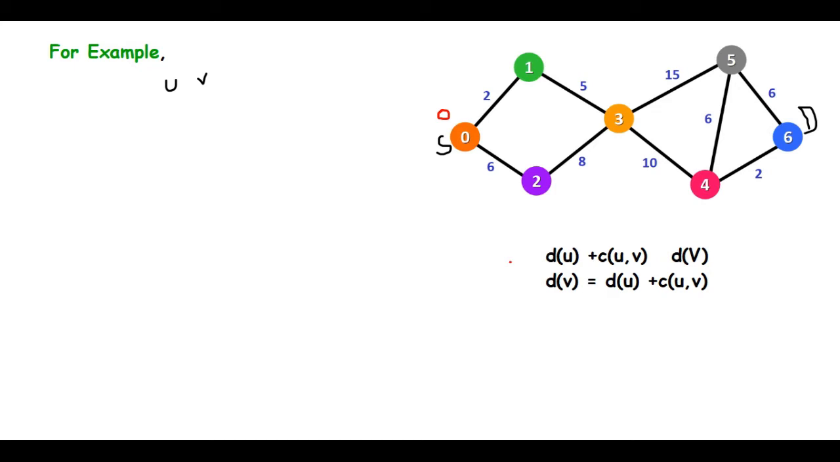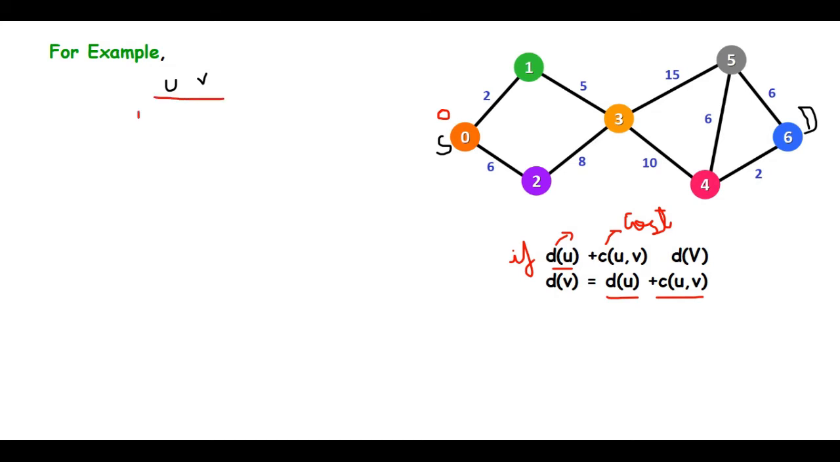So this statement comes into the picture: d of u, where d is nothing but the distance and c is nothing but the cost, is d of v. So how do you calculate d of v? d of v is equal to d of u plus c of u,v. Let me tell you how this is calculated. Suppose we assume 0 as our initial state, so we start with 0. Here 0 has two cases to go, 0 to 1 and 0 to 2, which means you have two ways to traverse from 0. So let's consider both the cases.